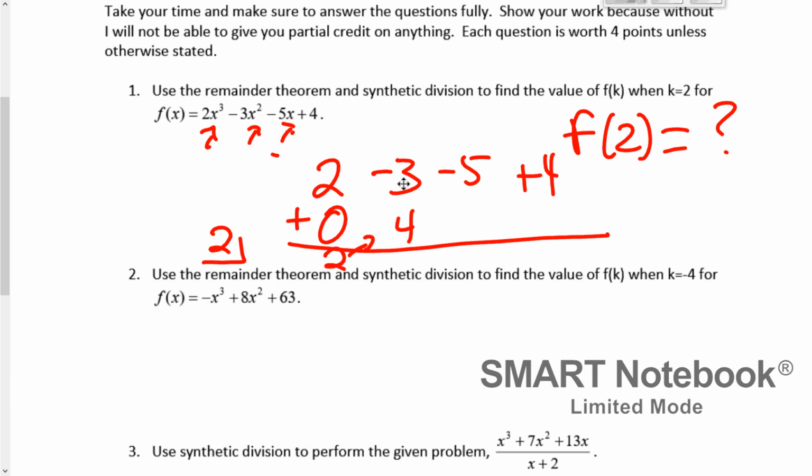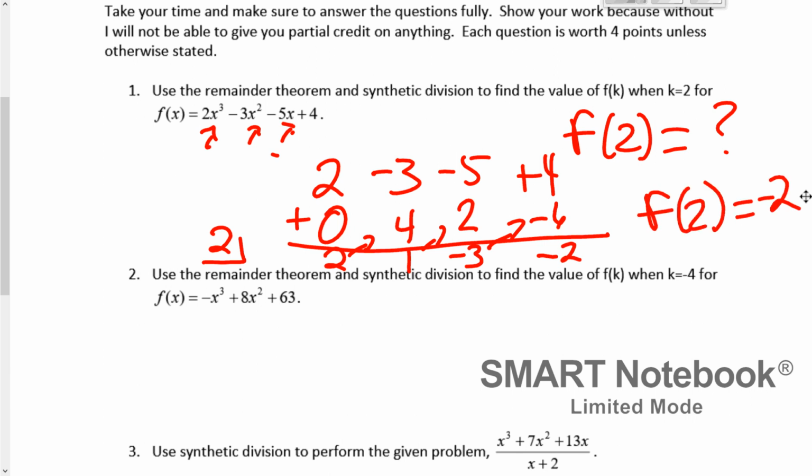2 times 2 is 4. 4 minus 3 is 1. 2 times 1 is 2. 2 minus 5 is a negative 3. Negative 3 times 2 is a negative 6. Negative 6 plus 4 is a negative 2. So f of 2 equals negative 2.